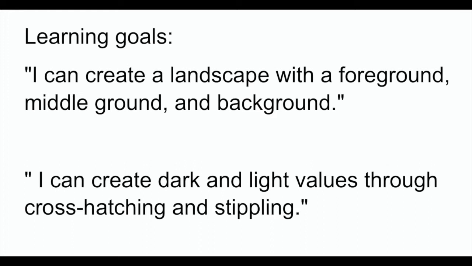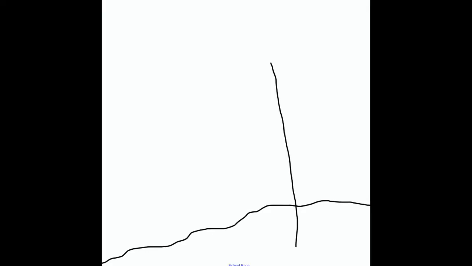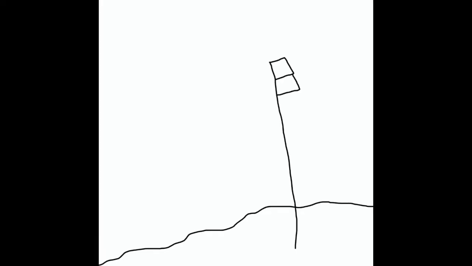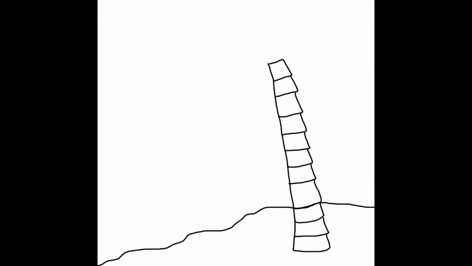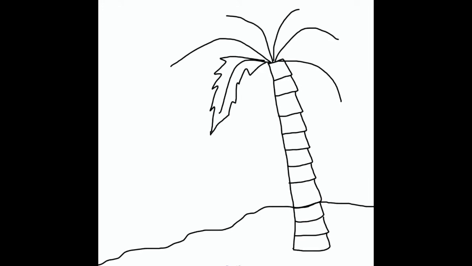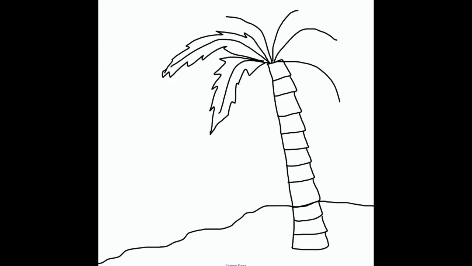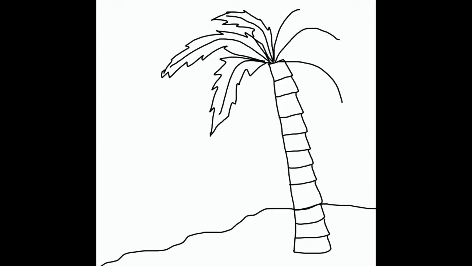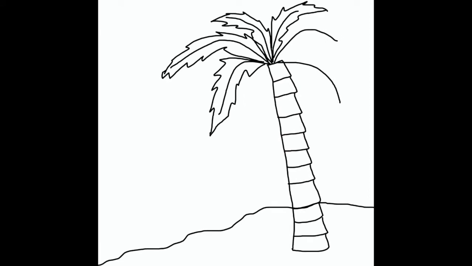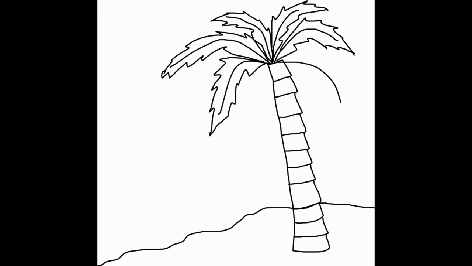Learning goals. I can create a landscape with a foreground, middle ground, and background. Next week's learning goal is that you can create dark and light values through cross-hatching and stippling. Get your paper and use a pencil and see if you can follow these step-by-step instructions until you have a scene that looks as much like mine as possible. I'm going to do it with pencil and paper in just a moment.